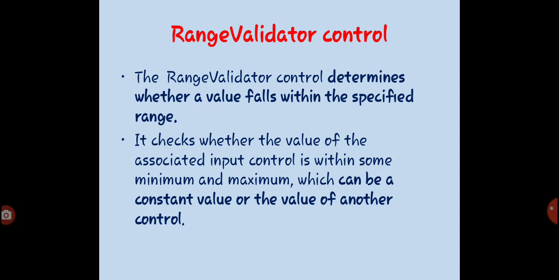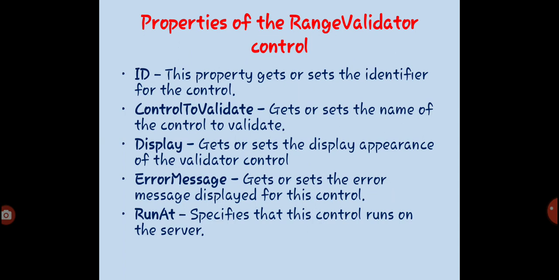So this is called the range validator control, and these are its properties. ID is mandatory for all controls, not only for this range validator, it is common for all the validator controls. ID is the identifier of the control. ControlToValidate is the name of the control that it validates. For example, in TextBox2 we gave the age, so TextBox2 is the control to validate.